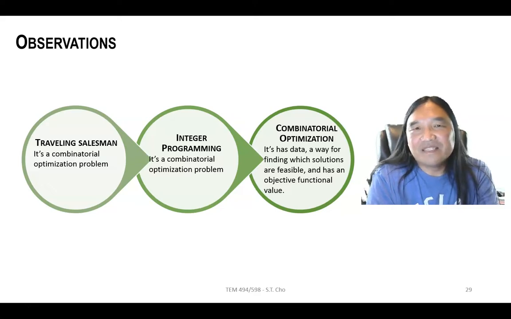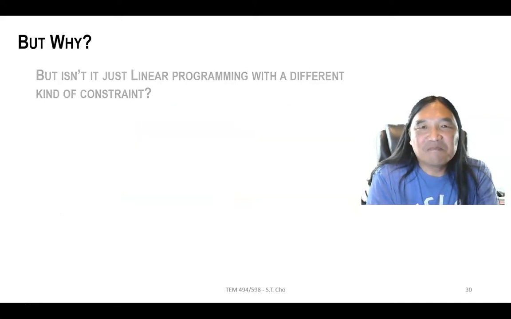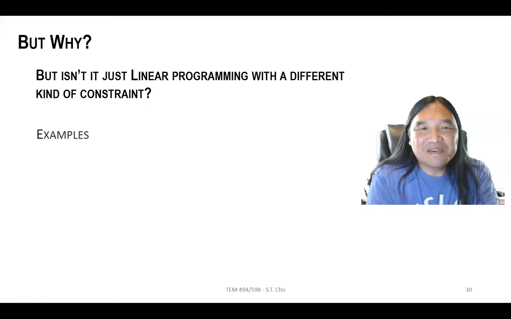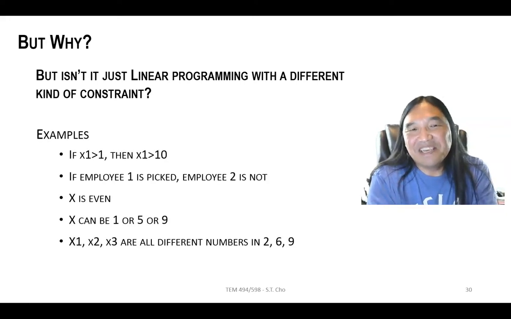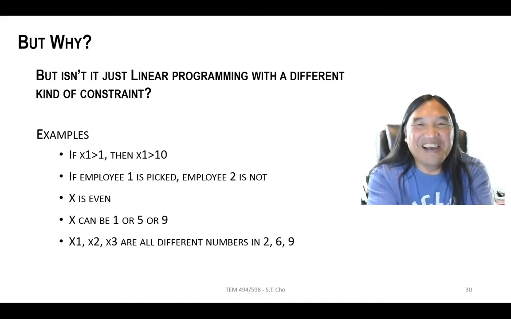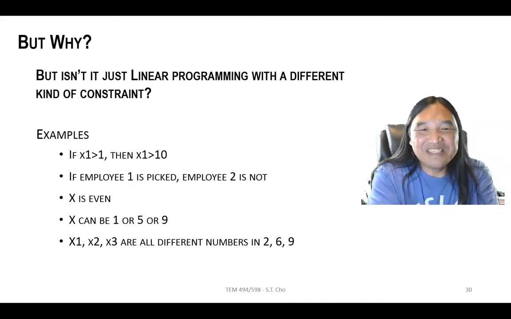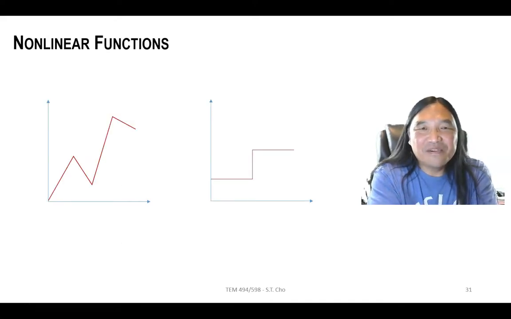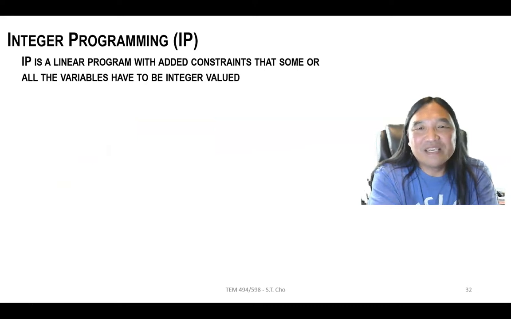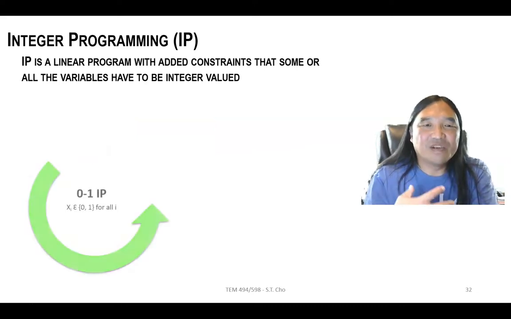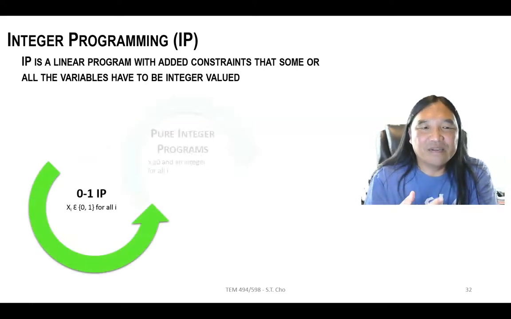The whole key is, how do I optimize that function? So isn't this all just linear programming with a different kind of constraint? And yeah, that's pretty much what integer programming is. Nonlinear functions aren't necessarily just second order whatever. They can also be impulse functions like this. Integer programming is basically I'm adding the constraint where it's got to be integer valued.